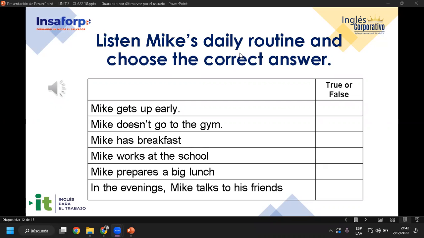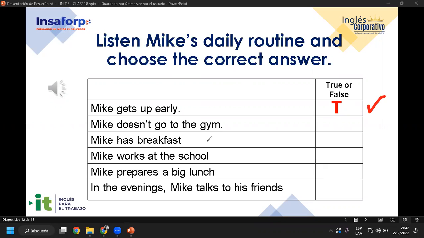Douglas, what do you think? False, okay. And Douglas, what do you think? Mike gets up early. Is that true or false? True. I don't know. Okay, let's see, everybody. It's true. Okay, so if you have true, you can write check. So you got 1 point.